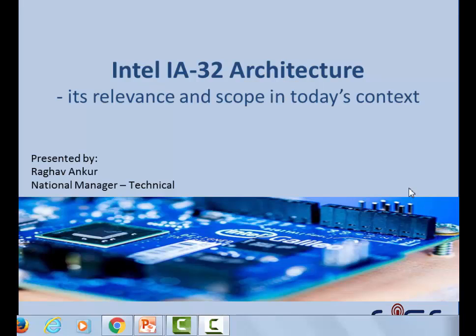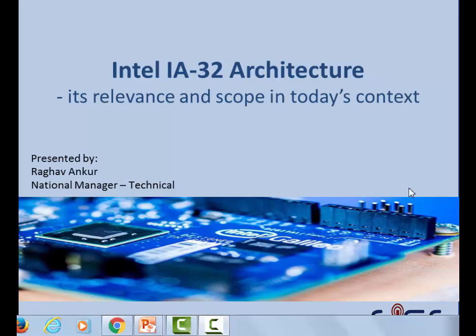Most of the industries have adopted Intel IA32 architectures in various segments like IoT, Intel gateway based solutions, home automation, automobiles. So today we will be giving you a brief about IA32 architecture and its relevance, and what are the various application segments that this IA32 architecture caters to in today's context.